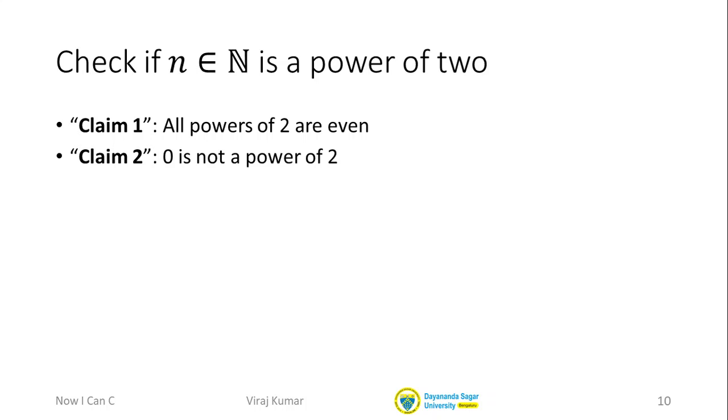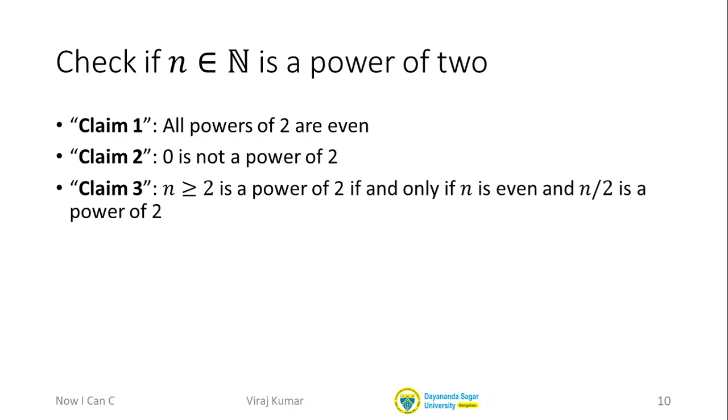And our third claim is a little bit complicated. It's talking about all natural numbers n that are greater than or equal to 2. And it's saying that any such n is a power of 2 if and only if n is even and n by 2 is a power of 2. There are many things to think about here, but I would like you to pause the video and think about each of these 3 claims, and then we will discuss. Please pause the video here.